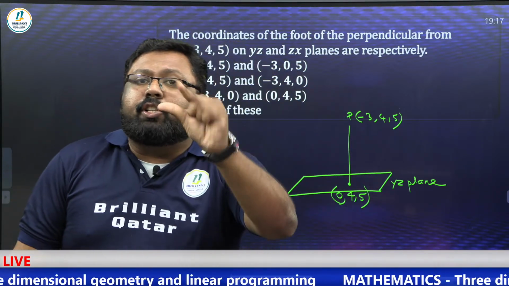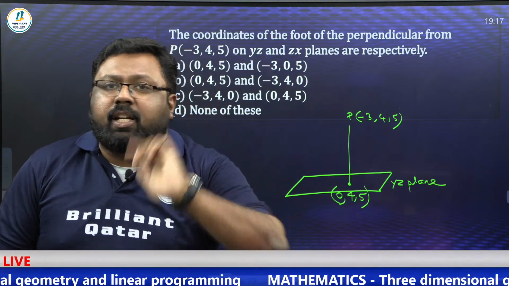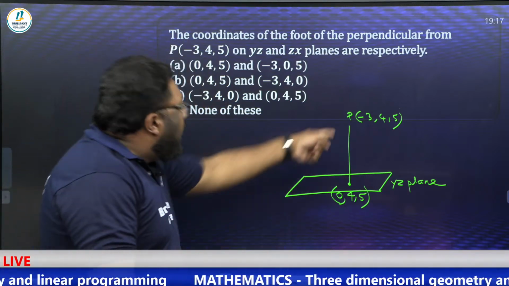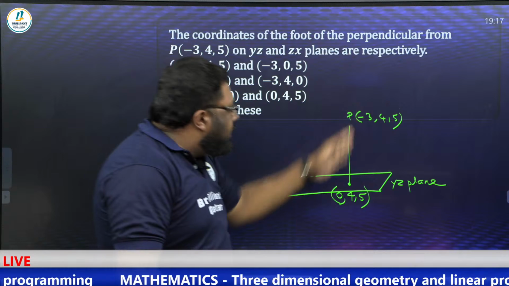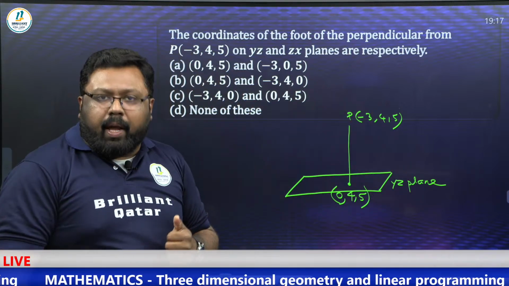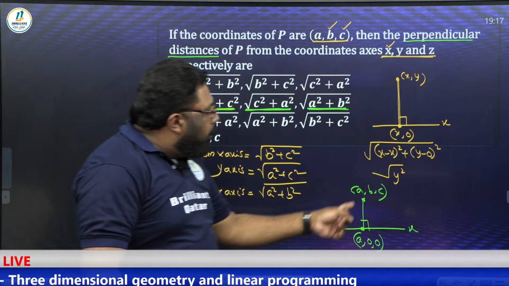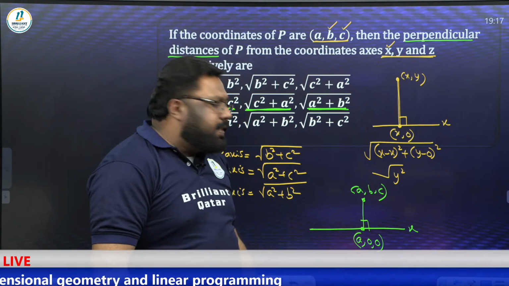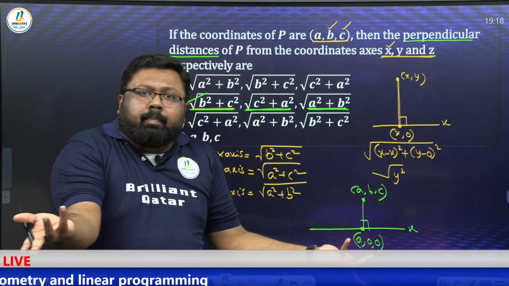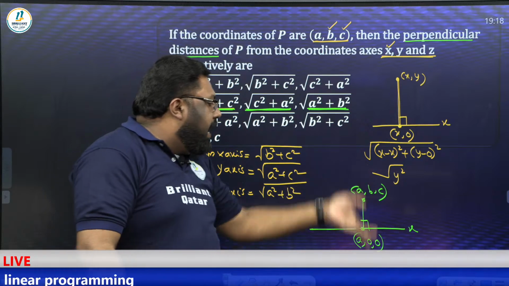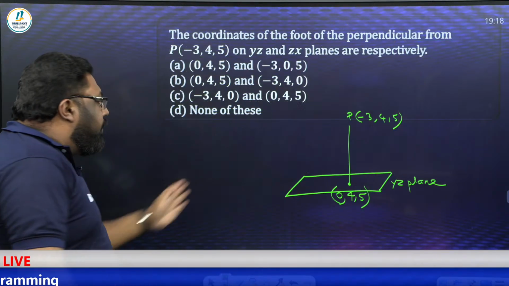So only what is going to change? What is going to become special here? X is going to become special. X will become 0. Y and Z will remain the same, 4 and 5. Okay? Same idea here. When you measure from this point to the x-axis, A remains the same because it is the x-axis, and B and C become 0.